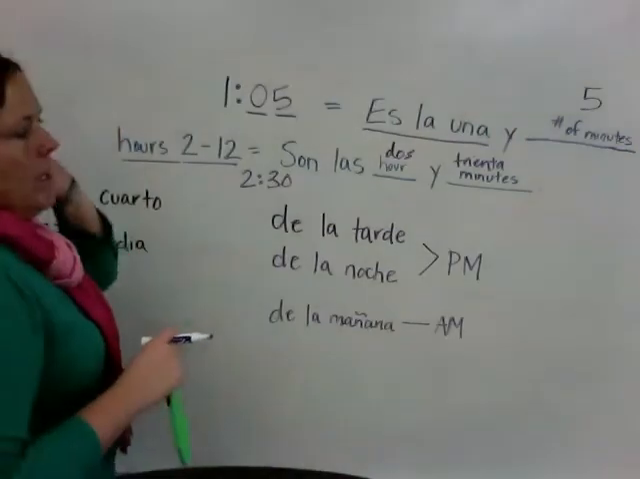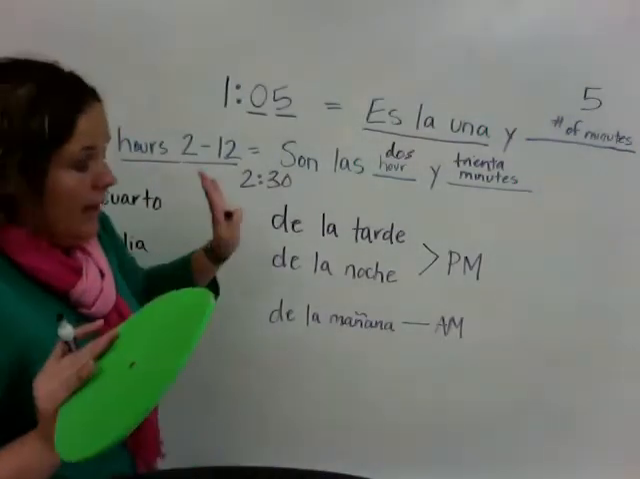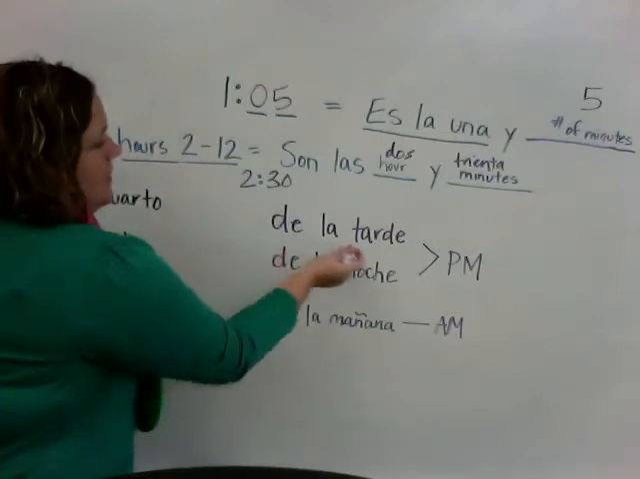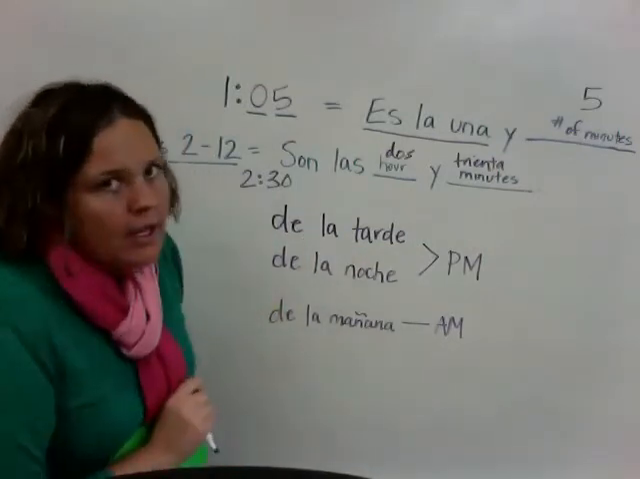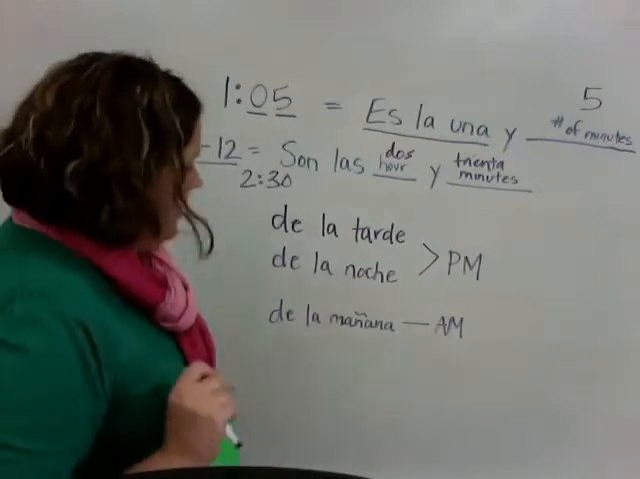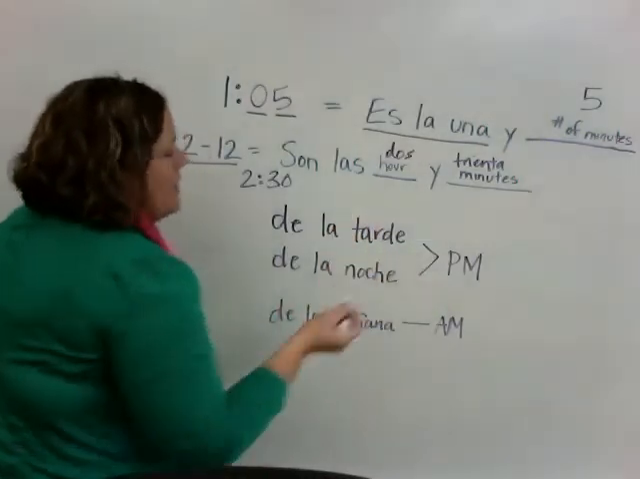Okay? So, we've got 2 ways to say PM. I know. First one, de la tarde. That means in the afternoon. Second one, de la noche. That means in the evening or at night. Okay? These 2 are PM.